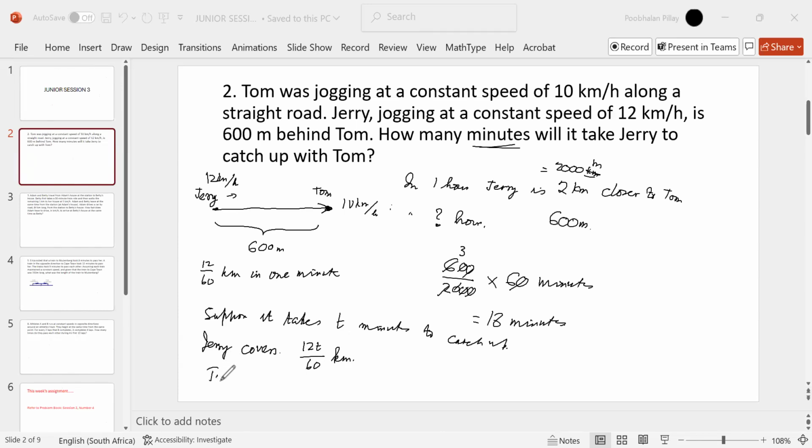And Tom covers similarly. It's the same time now. We are looking at the time to catch up. And you got 10T over 60.